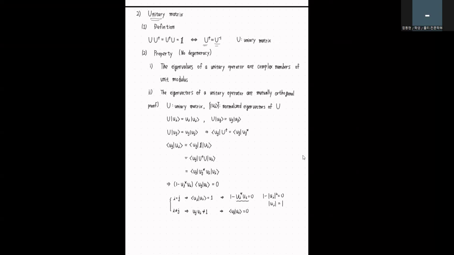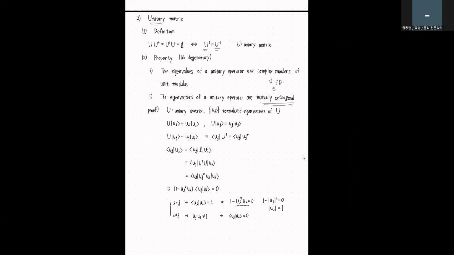Basically, the eigenvalues of a unitary operator are complex numbers of unit modulus. They're basically numbers of the form e to the i theta, so they live on the complex plane with a magnitude of 1. And secondly, the eigenvectors of a unitary operator are mutually orthogonal. Basically, as we saw with the Hermitian matrix, the eigenvectors of a unitary operator too form an orthogonal set. So let's look at the proof.